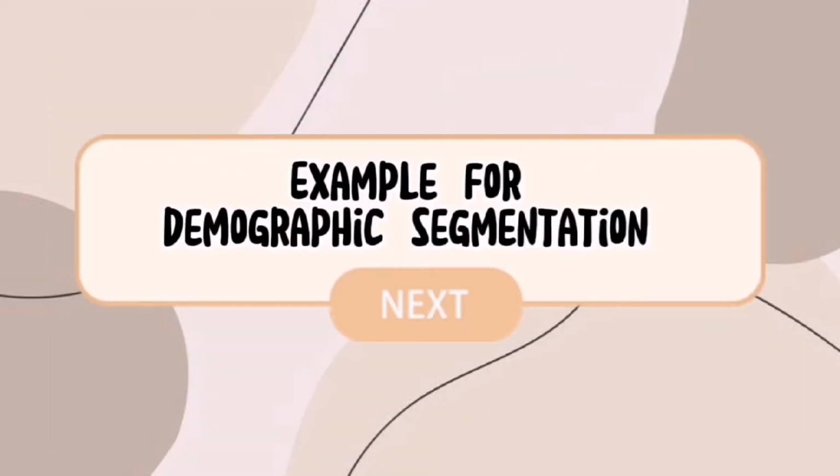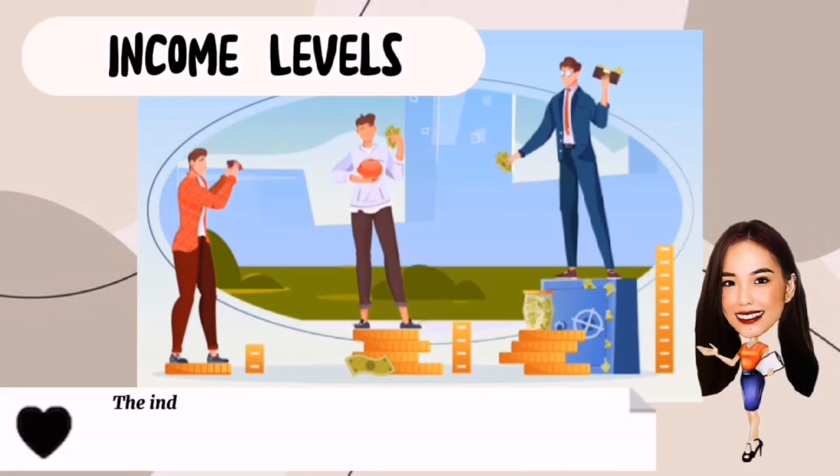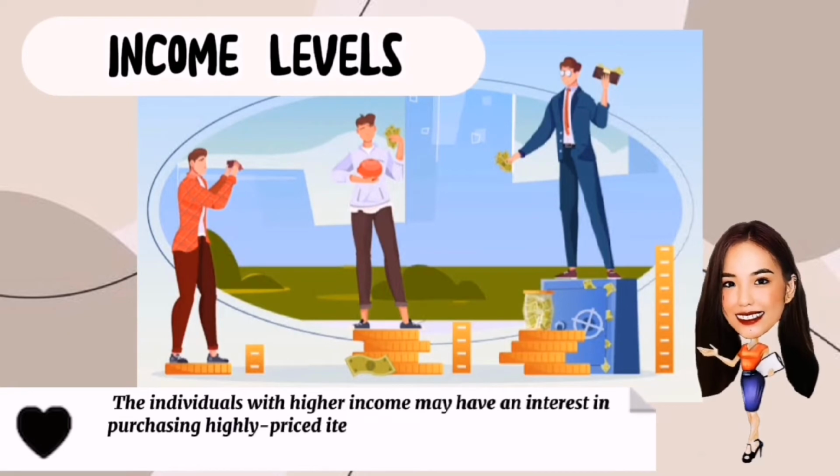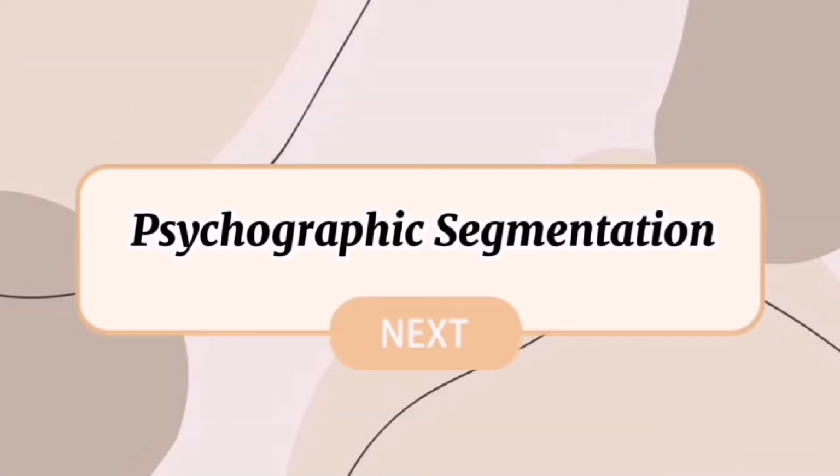The example for demographic segmentation is the income levels. The individuals with higher income may have an interest in purchasing highly priced items, while individuals with lower income levels may desire cheaper items.